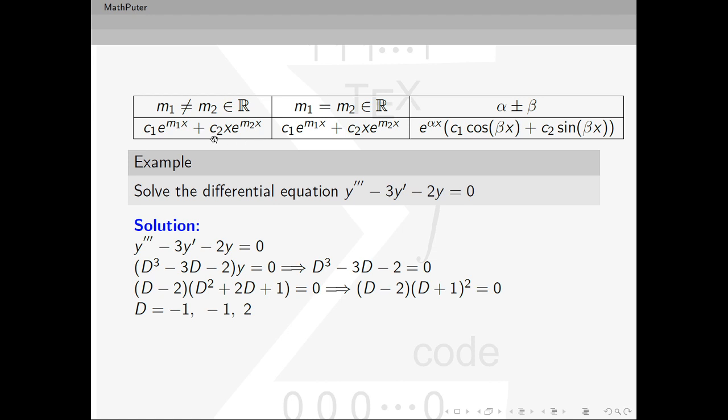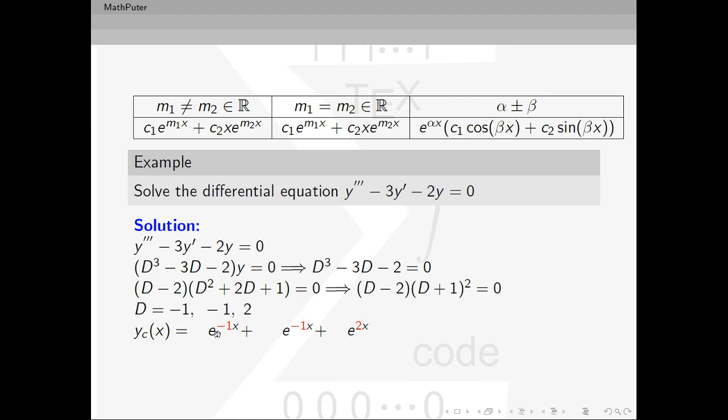That means we are only in these two cases, case number 1 and case number 2. When unequal roots we have, then we apply this case. When equal roots, then we apply this case. So the final solution: e raised to minus 1x, again we have e raised to minus 1x, and we have e raised to 2x. Because in the real part we have e raised to m1x, e raised to m2x. Actually there is no x here. This is only c1 e raised to m1x plus c2 e raised to m2x.